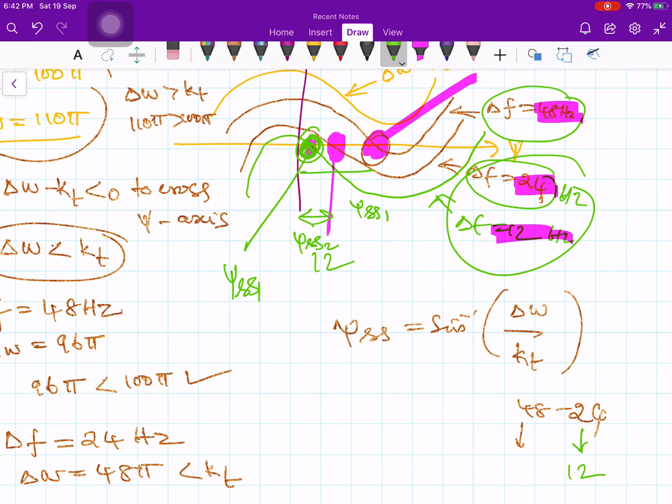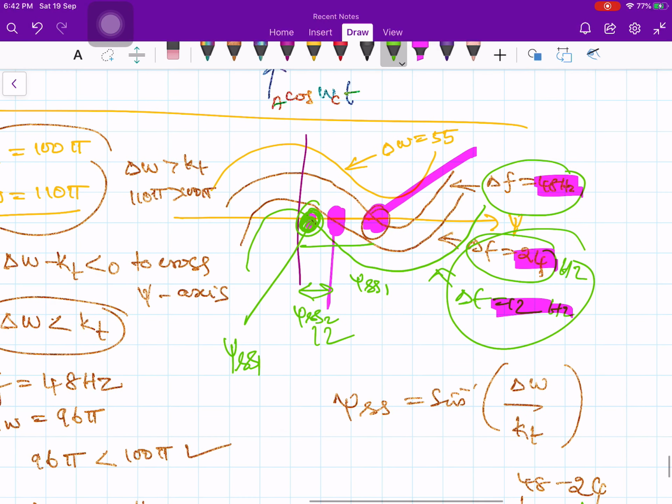Okay, so I have a sequence of curves, which I have plotted for delta f equal to 55 hertz, 48 hertz, 24 hertz and 12 hertz. So this picture says it all. It demonstrates very clearly that as you increase the loop gain, you get better and better performance from the phase locked loop.